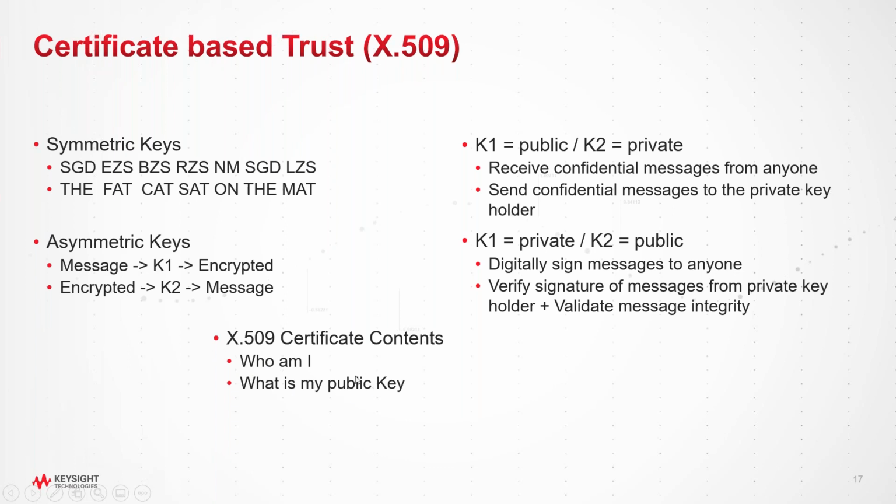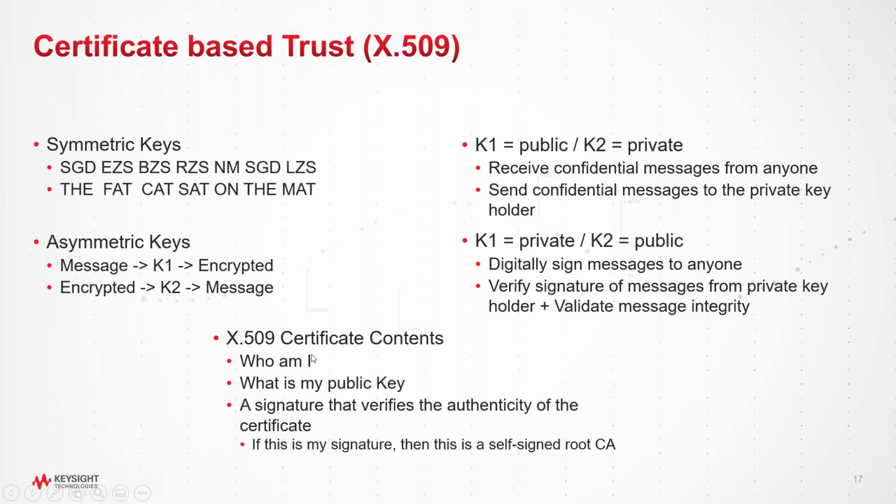So this is the endpoint that has the certificate with this contents, and then it's digitally signed so that we can ensure authenticity of the contents of that message that is in the certificate assigned to that endpoint. Now, in terms of signing, we could self-sign. So if this is my signature, that means this is a self-signed root certificate authority, right? And if it is signed by somebody else, then we consider it a sub-CA.